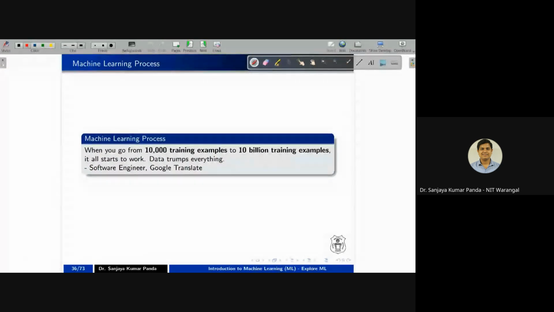As one of the software engineers of Google Translate mentioned, when you go from 10,000 training examples to 10 billion training examples, 10,000 being very little in comparison to 10 billion, then it all starts to work. So data trumps everything, right? Based upon the collection of the data and the number of samples you take, you can say whether your accuracy is good or not. You can change the model, and we have a number of well-defined models in machine learning, but you have to see that you have collected a sufficient amount of data to train your model. The more samples you train on, the better accuracy you will get.